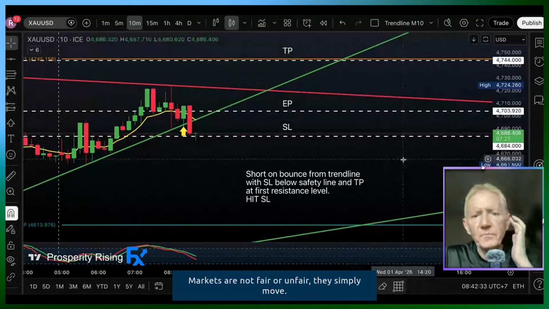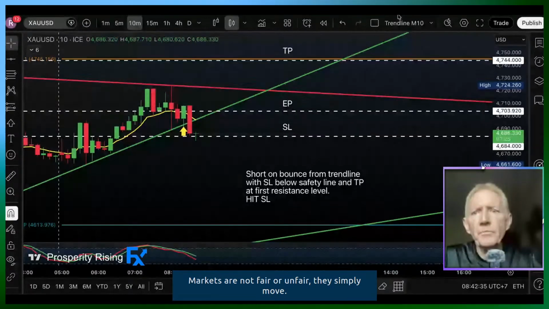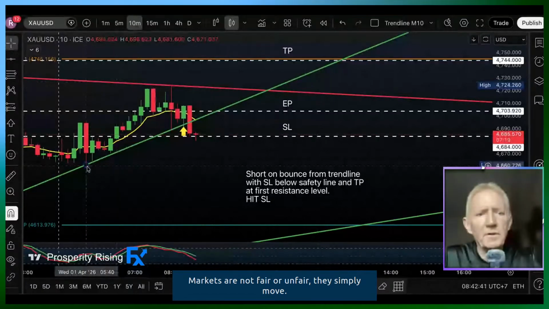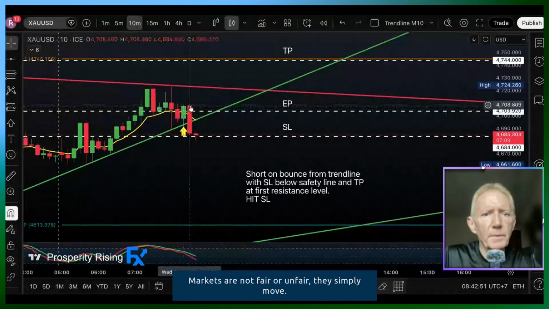So I got that trade wrong, guys. Hit the stop loss, had a small loss. All of these touch points here, all these bounces off the trend line, another bounce off the trend line, a bounce off the trend line. So I went long, got a couple of pips, and then it reversed on the next candle.